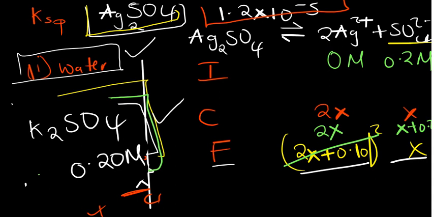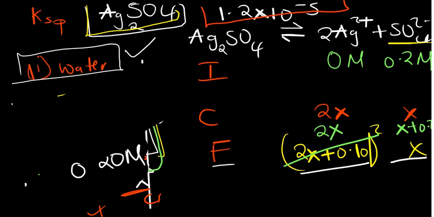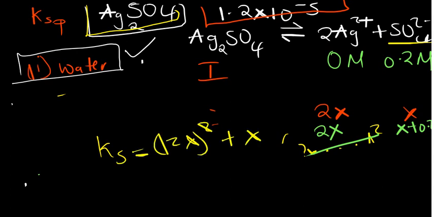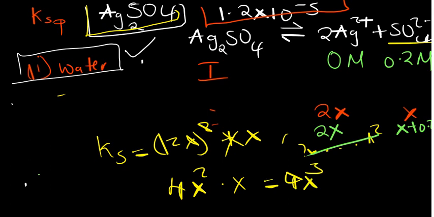For water, there is not. We just answered it the way we answer questions under KSP expressions, where you just say, okay, just ignore everything. Since you have 2x, you just say your KSP is 2x to the power 2 and multiply by x, so that you have 4x squared multiplied by x, giving us 4x to the power 3. Then you equate that to the value of KSP, which is 1.2 by 10 to the power negative 5. Then you find your value of x. That's what we did for water. Nothing changed. Just a normal approach, just like we answered question 11.